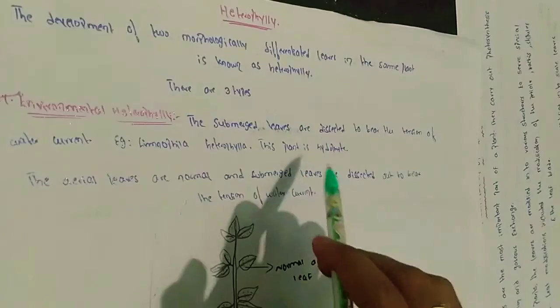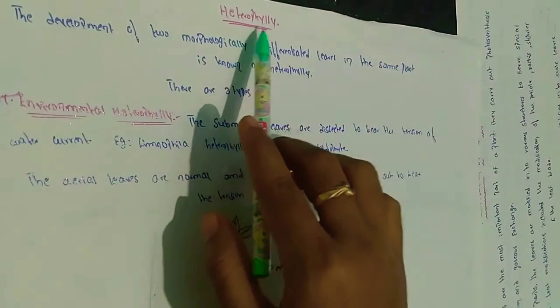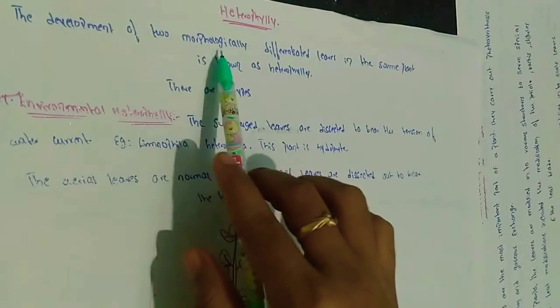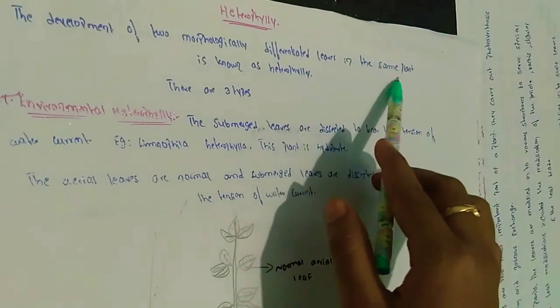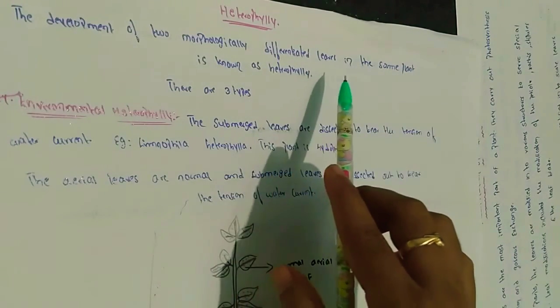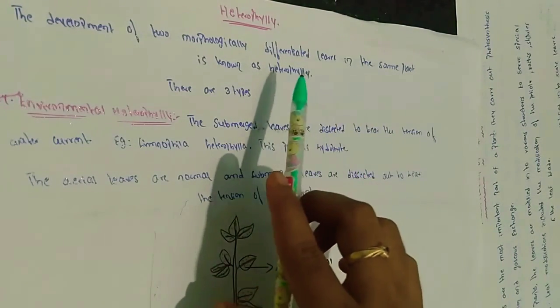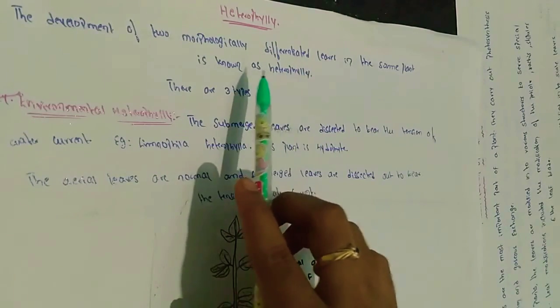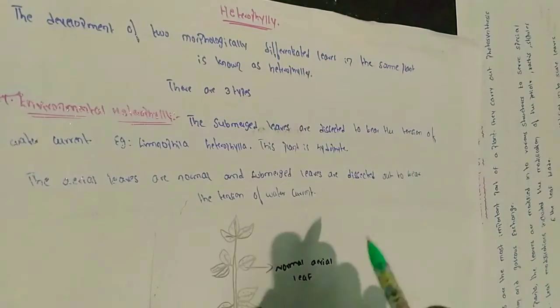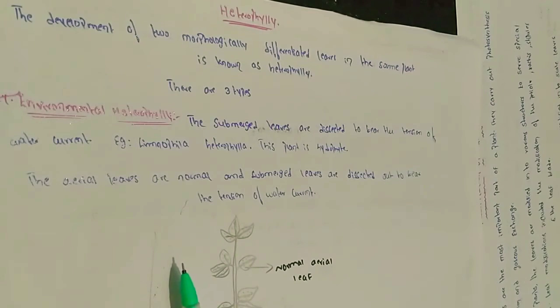Next topic, heterophyly. The development of two morphologically different leaves in the same plant is known as heterophyly. Morphology means the study of the structure, size and shape of a plant.